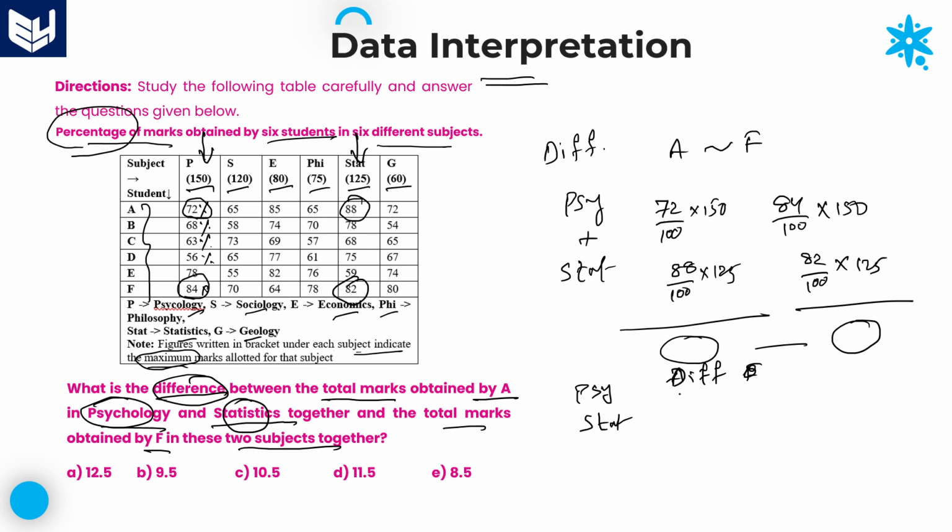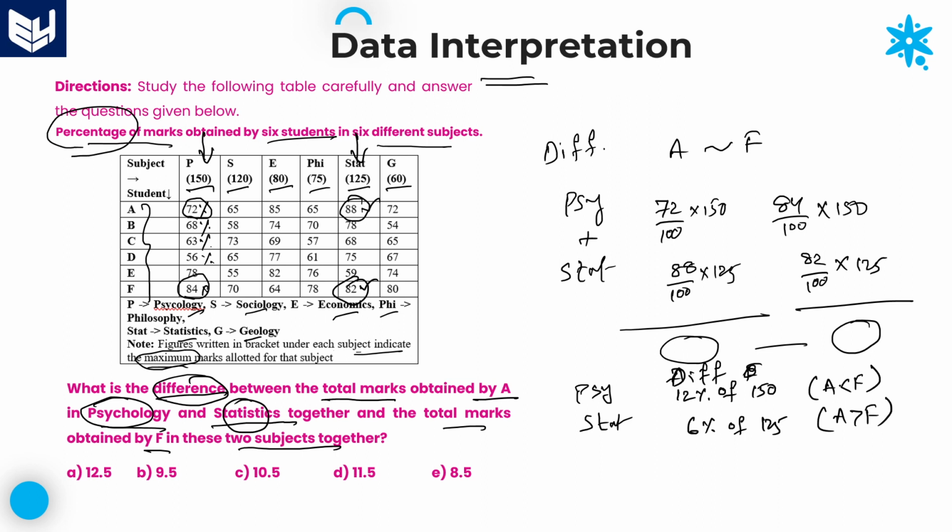Here it is 12 percentage. 12 percentage of 150. In this case, F value is greater as comparing with A value. And next, in second statistics subject, if you look at A 88 percentage and F 82 percentage. What is the difference between those two? 6 percentage. 6 percentage of 125. In this case, A is greater.